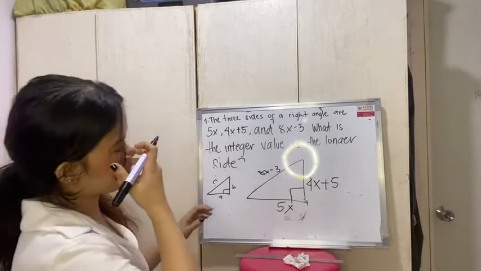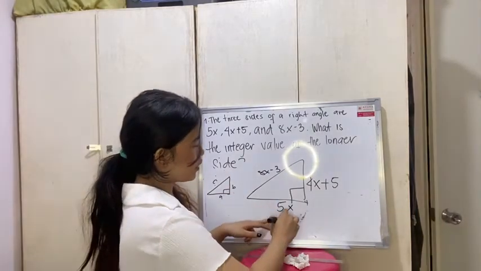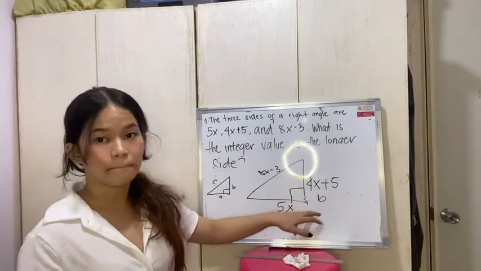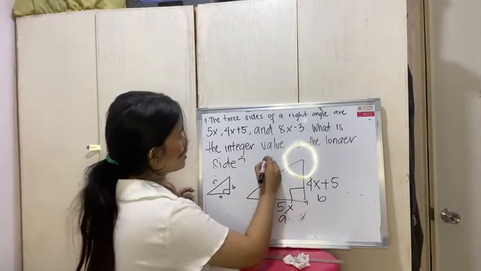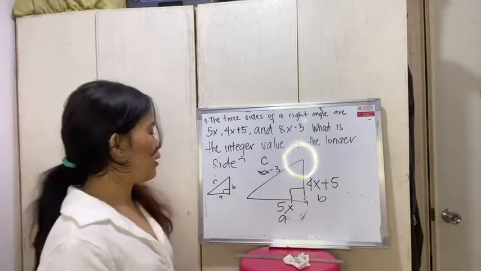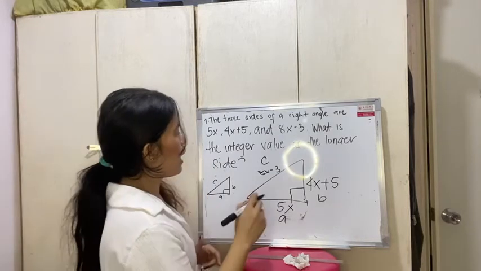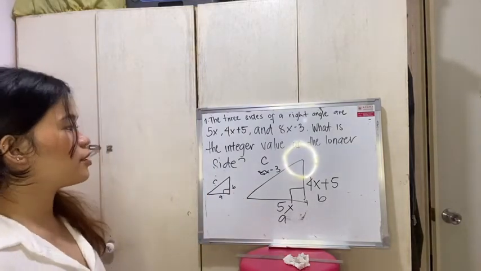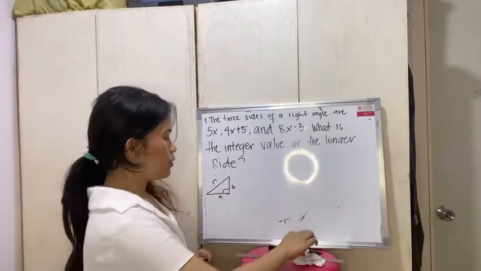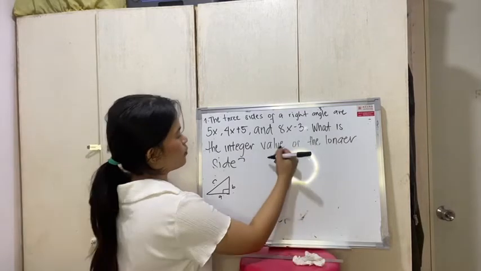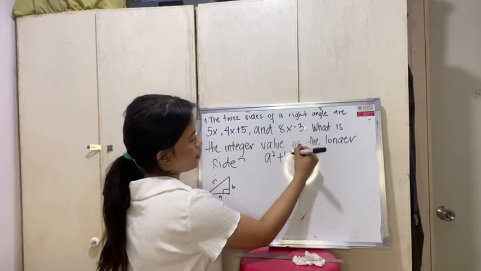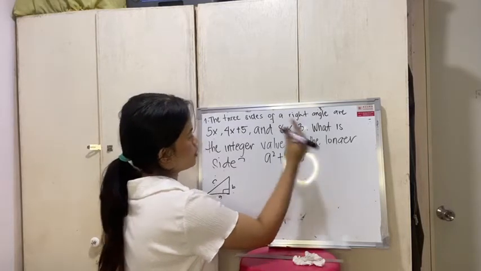Let's call the first leg our A. It doesn't really matter which side is A and B. What really matters is which side is the C, or the hypotenuse of the right triangle. Our goal in this problem is to find the integer value of the longer side, which is the C. Now let's start with the Pythagorean Theorem formula, which is a squared plus b squared equal to c squared.